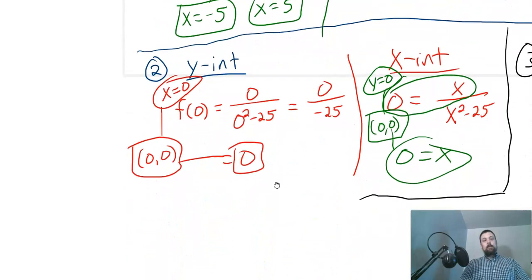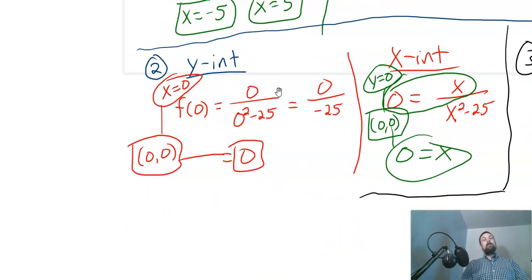For the intercepts, you set x equal to 0, plug in 0 for x, you end up getting 0 over negative 25, which is 0. So you end up getting the y-intercept is (0, 0). For the x-intercept, you set y equal to 0, which is this right here. Then you focus on the numerator. The only way this fraction can equal 0 is for the numerator to equal 0. So set the numerator equal to 0, you get x equals 0, and so you end up finding the x-intercept is also (0, 0).